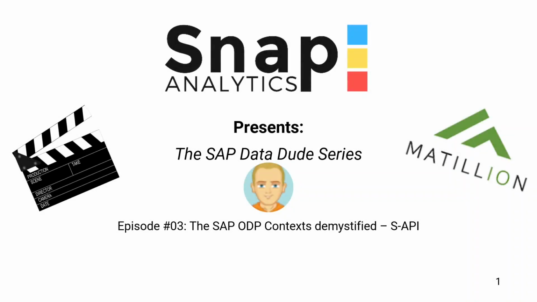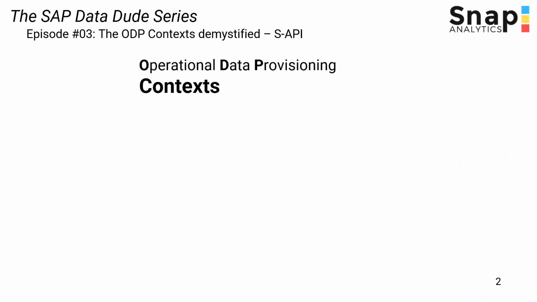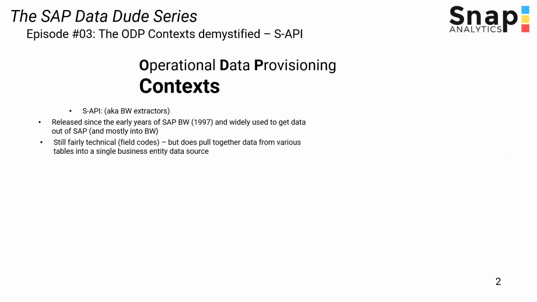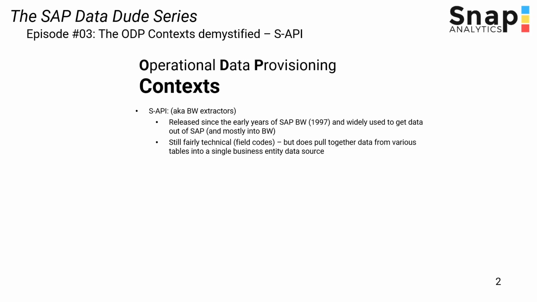Hello and welcome to the SAP Data Dirt series, episode 3, where we will look at the SAP operational data provisioning context, specifically the SAPI context. The SAPI context is often referred to as the BW extractors.